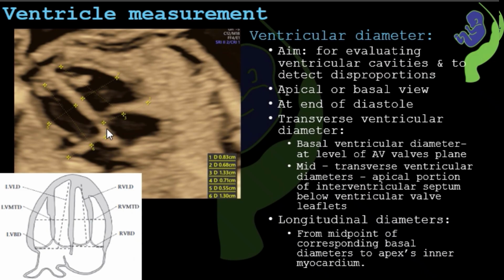This is the basal ventricle diameter, and the next one will be at the midpoint, that is the mid-transverse diameter, from the inner side of the myocardium to the inner side of the intraventricular septum. And the longitudinal diameter will be from the midpoint of this basal diameter to the apex of the heart. Remember to exclude any papillary muscle or moderator band.